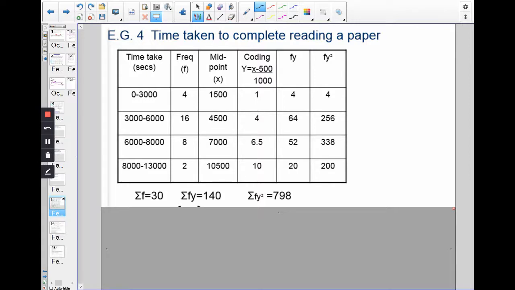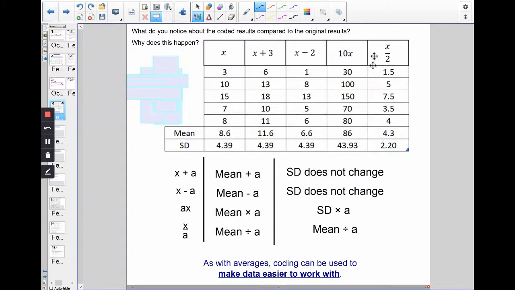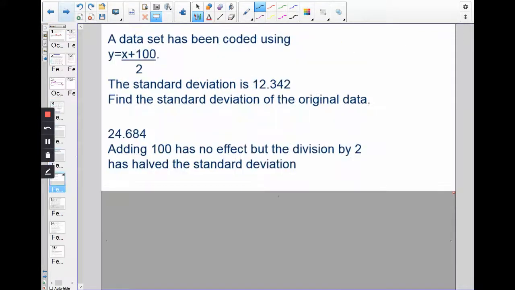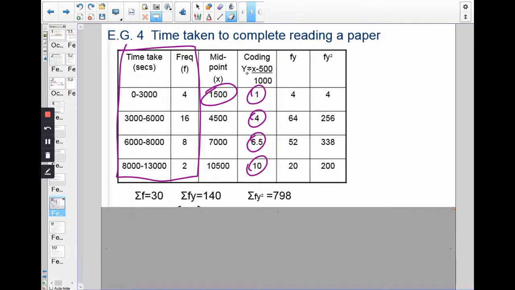Now, the difference between this and the original questions here is this is just a list of data, and here we have grouped data. And so in a question like this, what you would do is you'd probably be given this. You then work out the midpoint. In this case, it's been decided that we're going to subtract 500 and divide by 1,000. So these are now the data points that you're going to use.